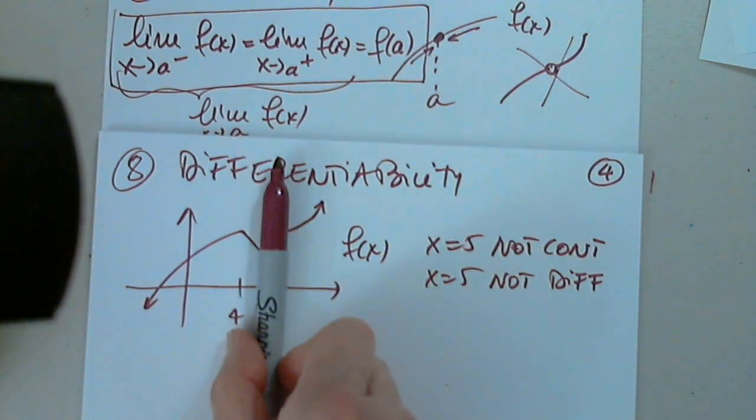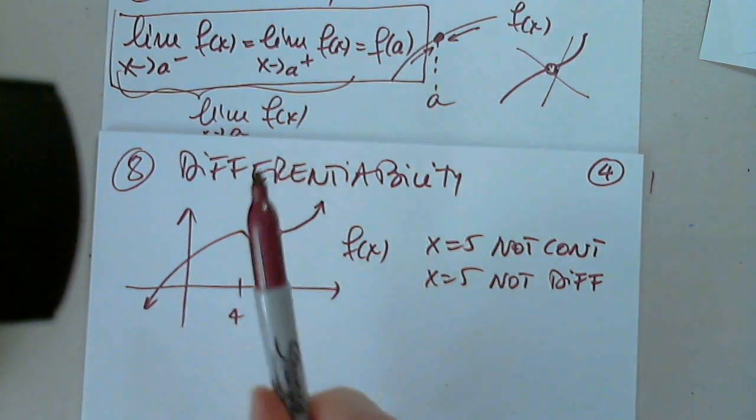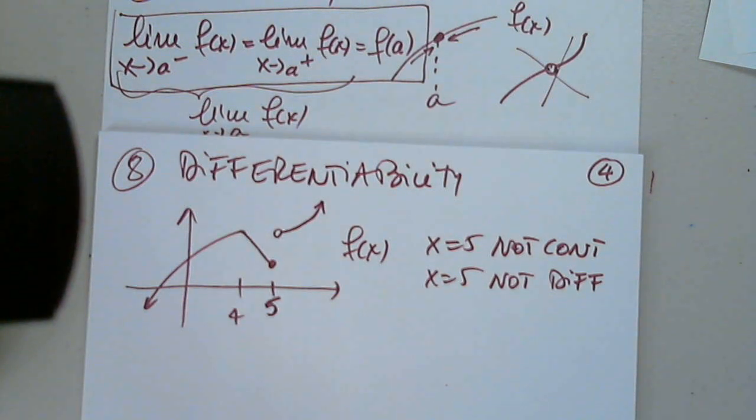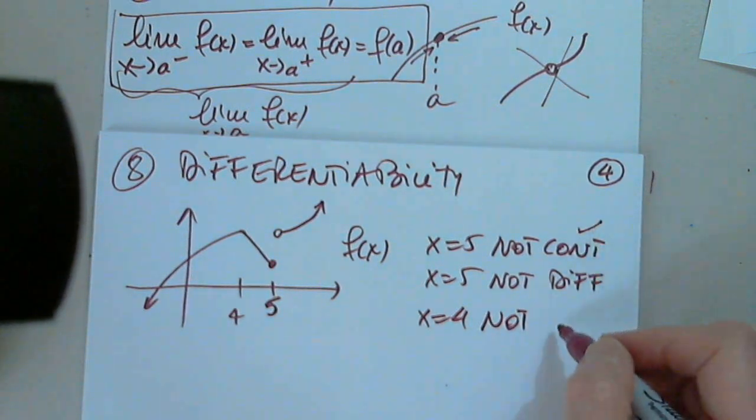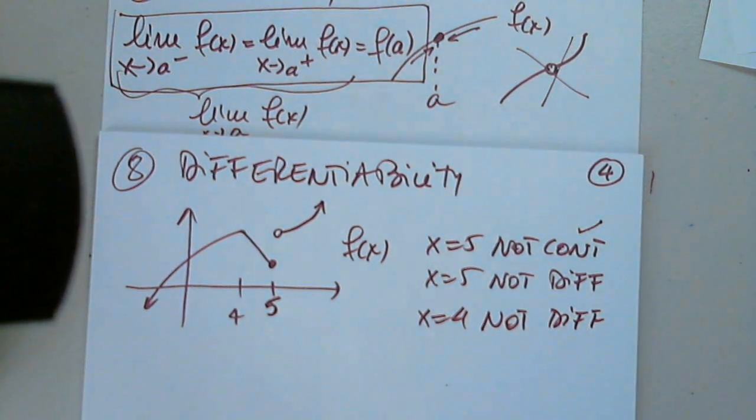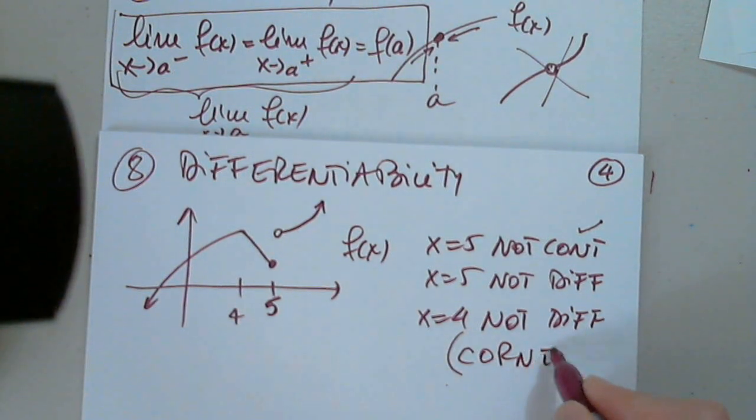What about, forget about 5. Is this function differentiable everywhere else? Not at 4. X equals 4. Although it's continuous, not differentiable. Why is it not differentiable at 4? What is the reason why? Because it's a sharp turn. Yes. Excellent. It's a sharp turn. Awesome. Great job.